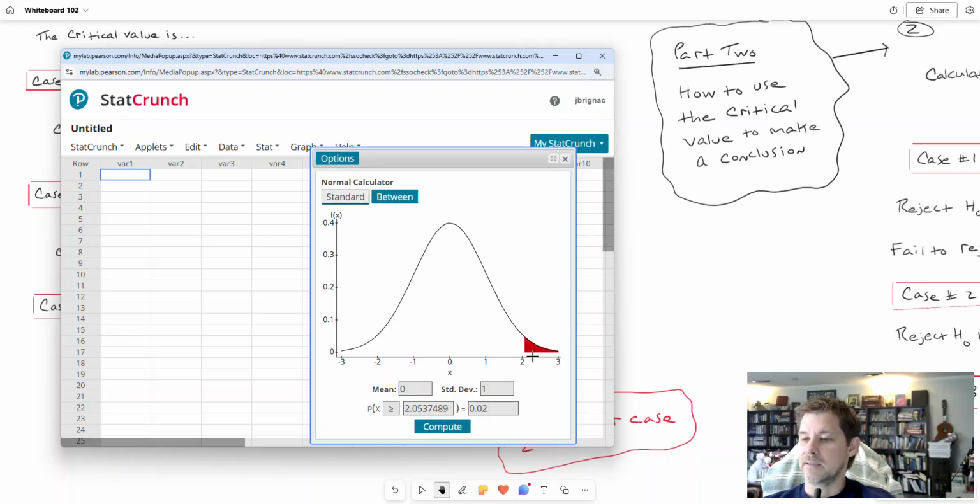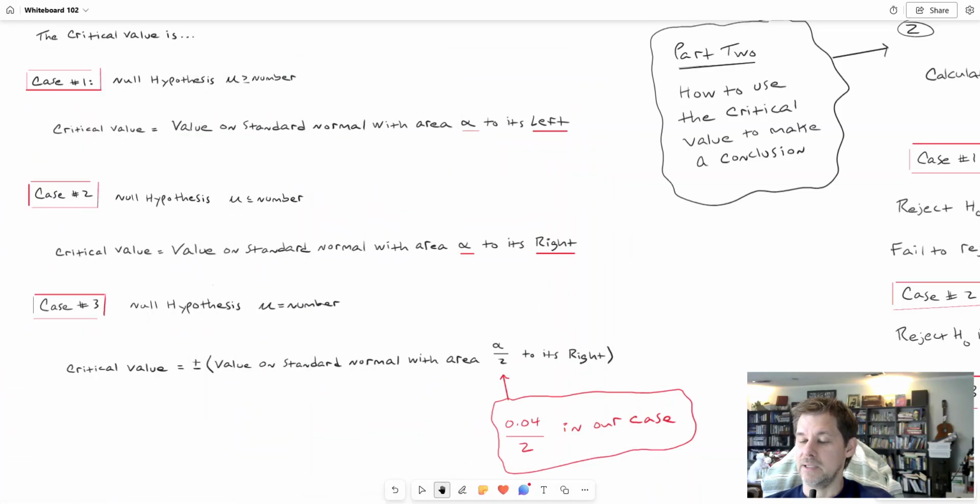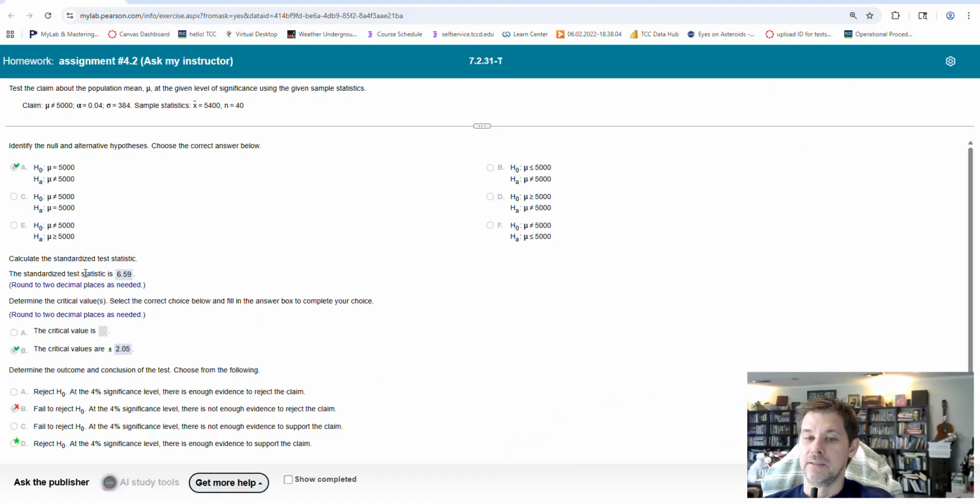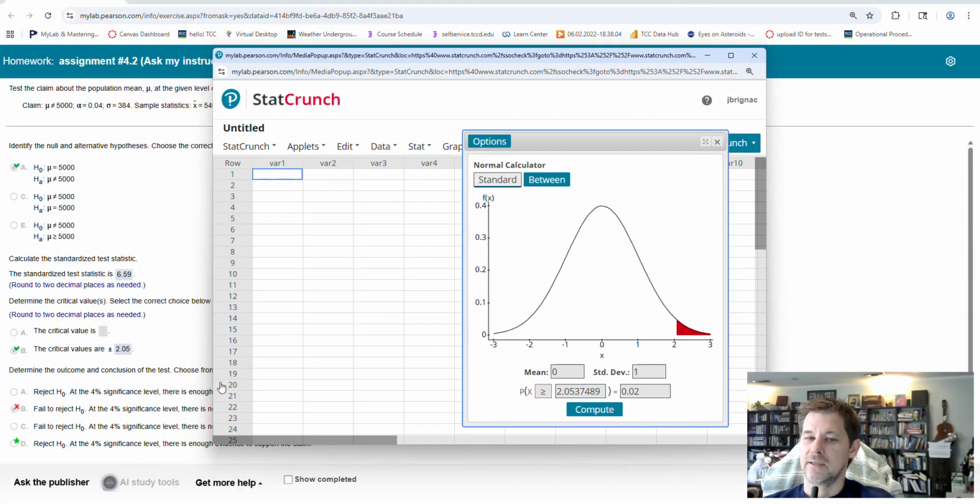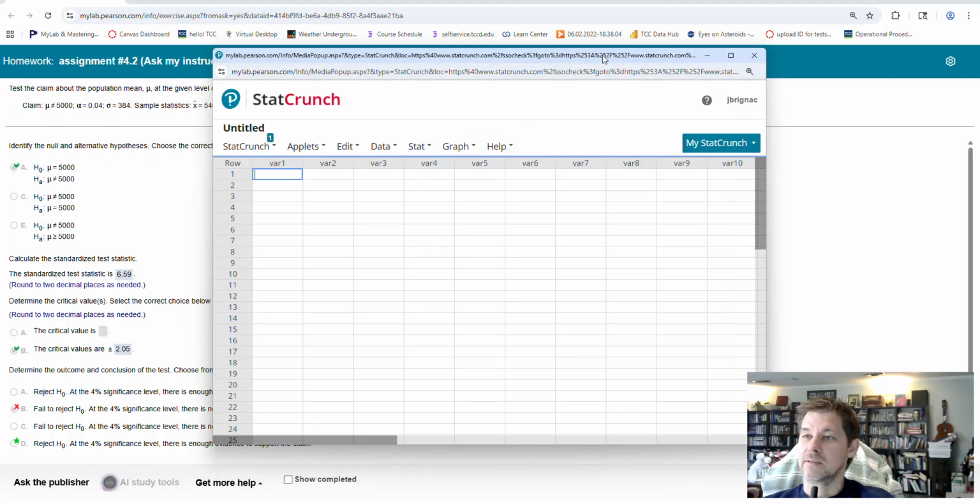And see, it's a little more than 2. The spot that has area 0.02 to its right is 2.0537489. There's our critical number. It's going to be plus or minus that. Now, look at the answer on MyMathLab: plus or minus 2.05. It says round to 2 decimal places. I got 2.053, so that's why the answer is plus or minus 2.05. So there's our critical value.